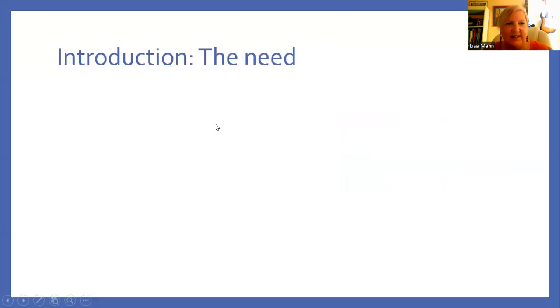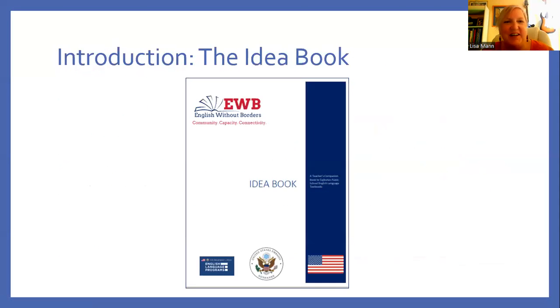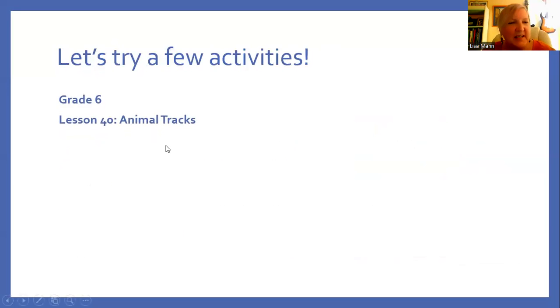Okay, so let's try a few activities. This one is from grade 6. It's a lesson on animal tracks. It's kind of a weird topic for a lesson, but that's what there is.